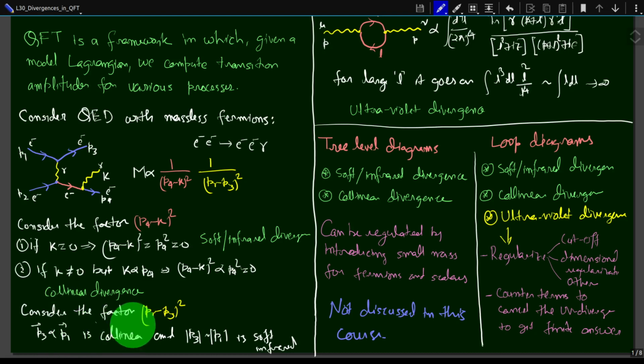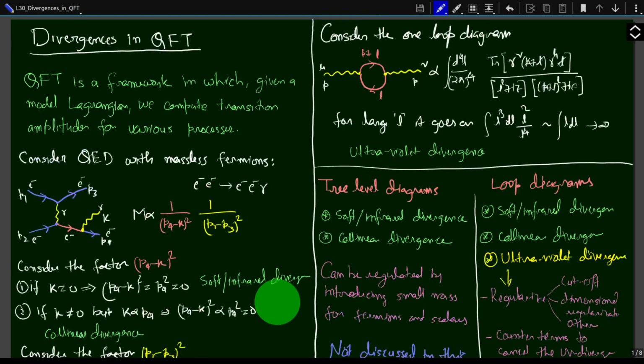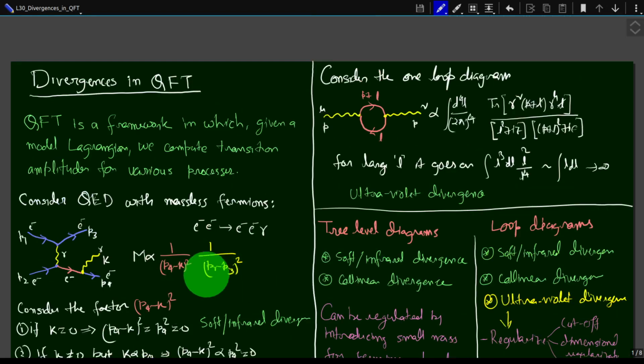Now consider the factor in yellow, which is for this intermediate photon. Here, if my initial and final state electrons happen to be collinear, I mean it's parallel, then (P1 minus P3) whole square will be either P1 square or P3 square, which is 0 again. So that will give me another infinity, which is also soft, or it could be collinear. So these are the bunch of divergences we'll have at the tree level.